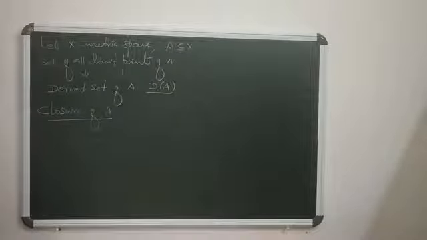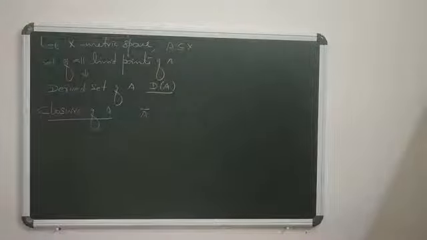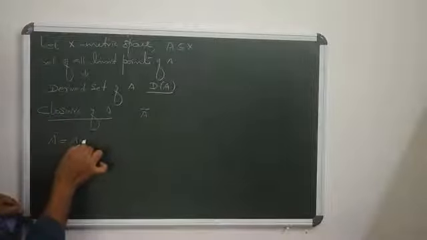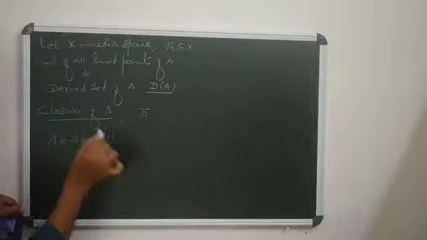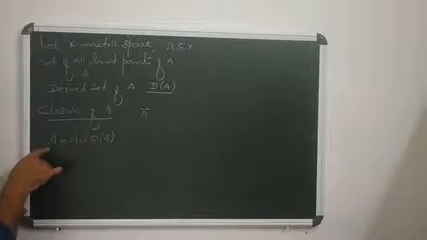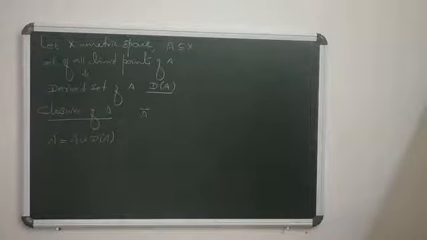If A is a part of X, and X is a metric space, then the closure of A is denoted by A closure. A closure is defined as the union of A and its set of all limit points. The set of all limit points of A is the derived set of A, denoted by D of A. So A closure equals A union D of A.